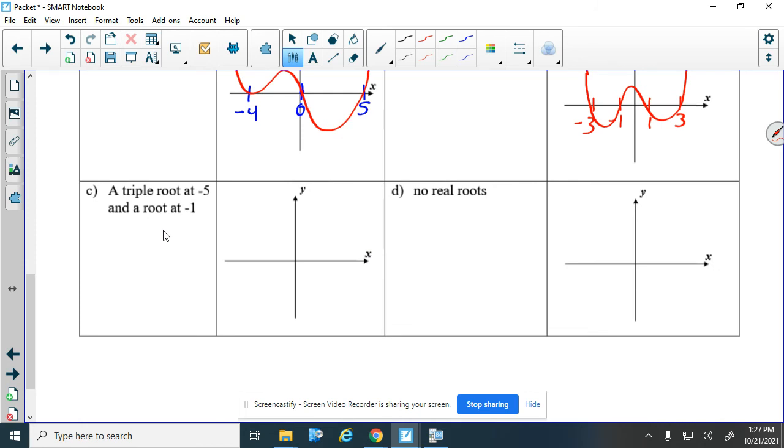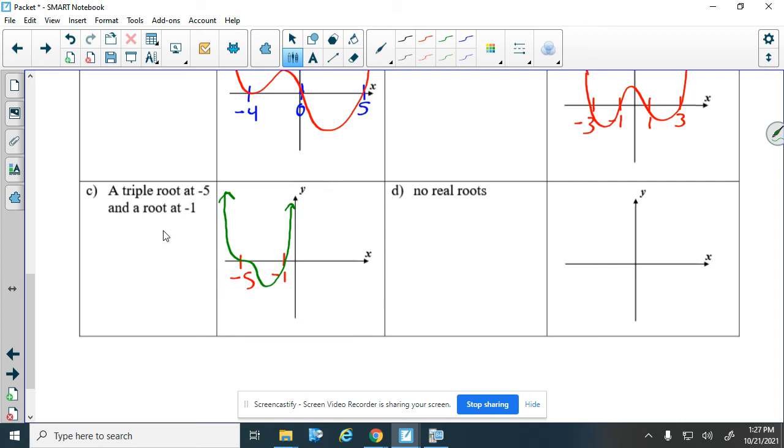The next one, a little trickier. I have a triple root at -5 and a single root at -1. So I'm going to start up like I've been. That triple root flattens out and crosses through, and the single root comes back up in this direction. So that would be an example. As I said, I could draw it in the opposite direction too.